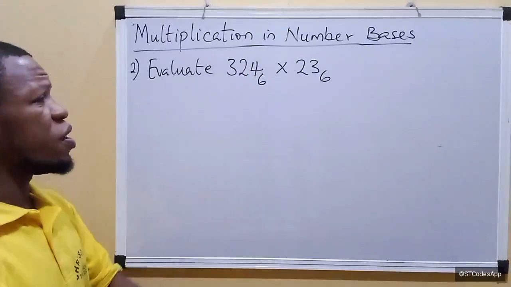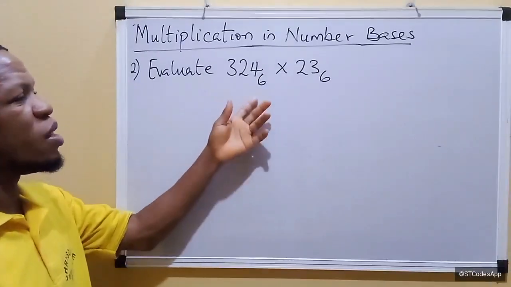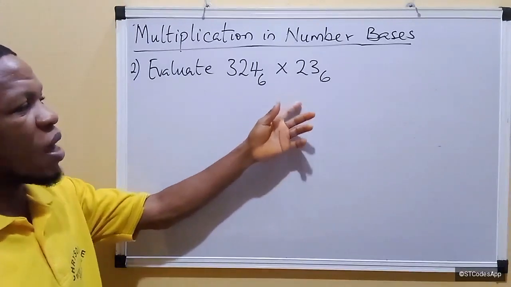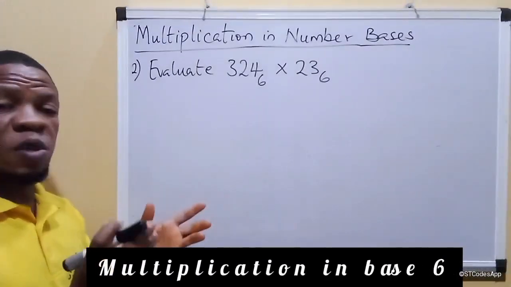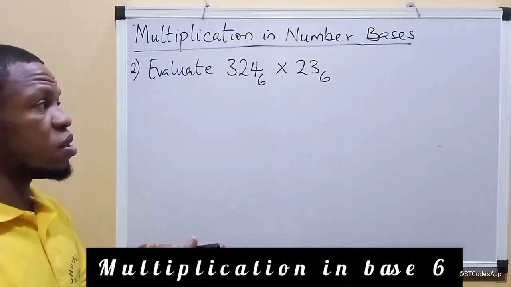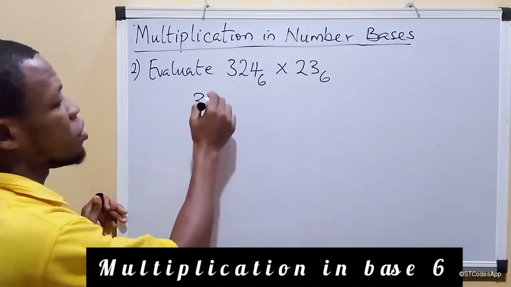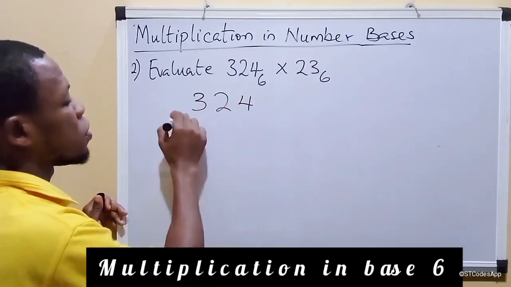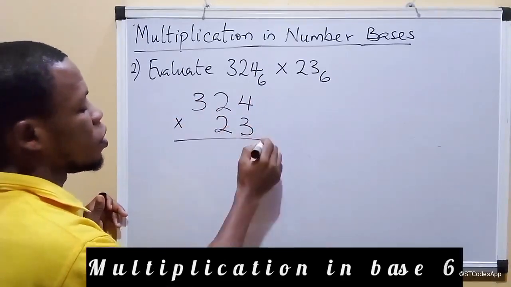Okay, let's look at the second example here. We're going to evaluate 324 in base 6 times 23 in base 6. The same multiplicands we used in the previous example, but this time we're using a different base, which is base 6. Okay, let's do that. We have 324 times 23 in base 6.